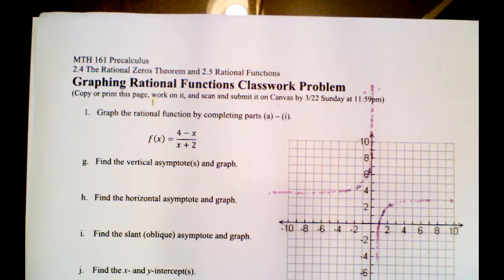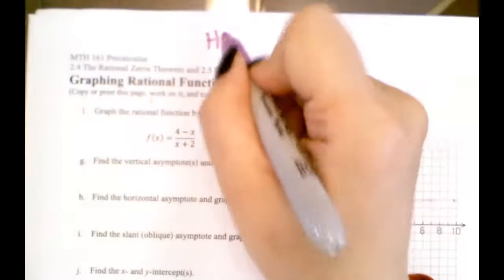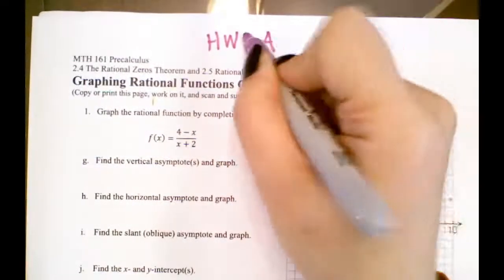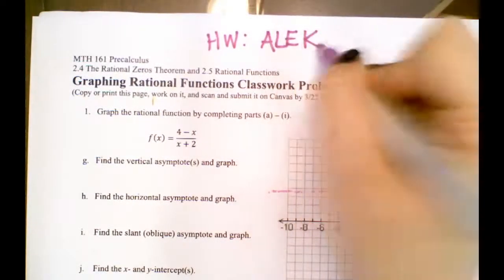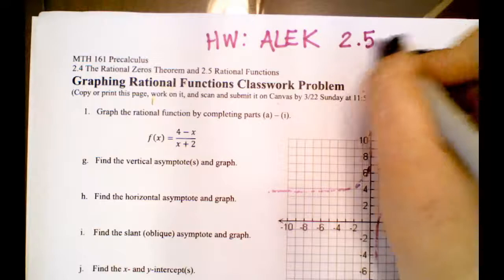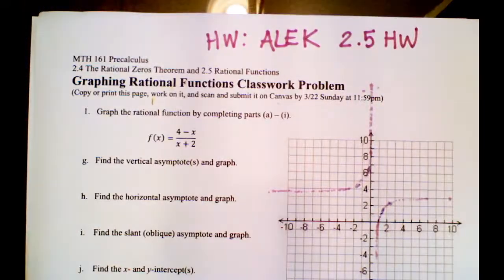So that's the last classwork. But you do have to do Alex homework, right? The homework for this weekend is always on Alex. I think I just called it 2.5 homework. It does have a couple of these 2.4 topics in there about the rational zeros theorem. So those are due this weekend.